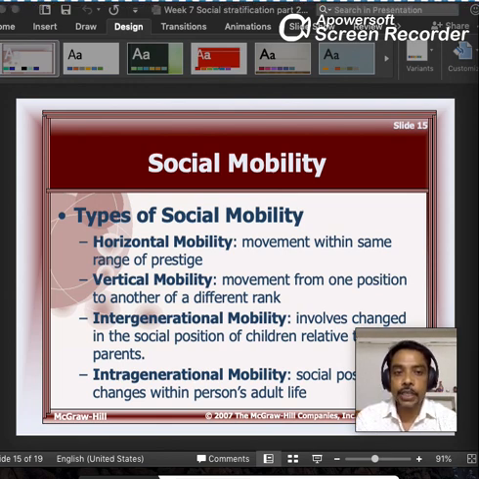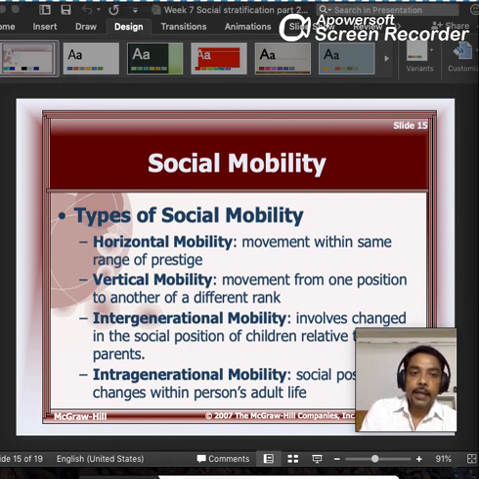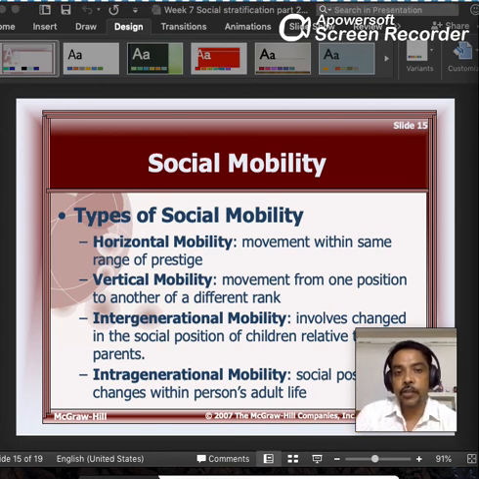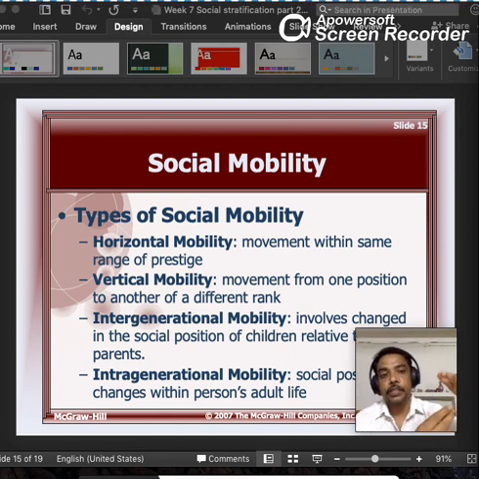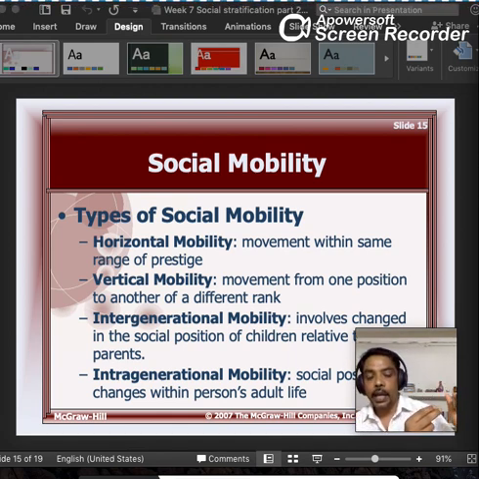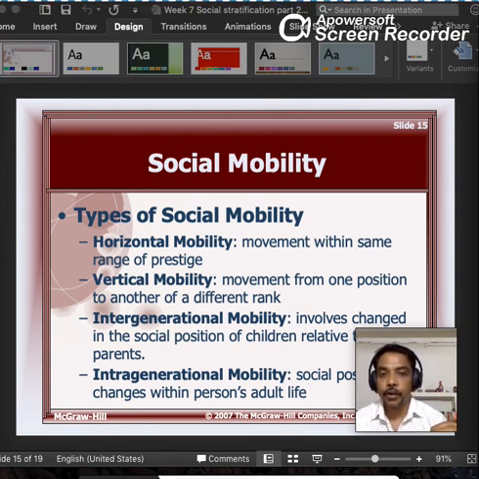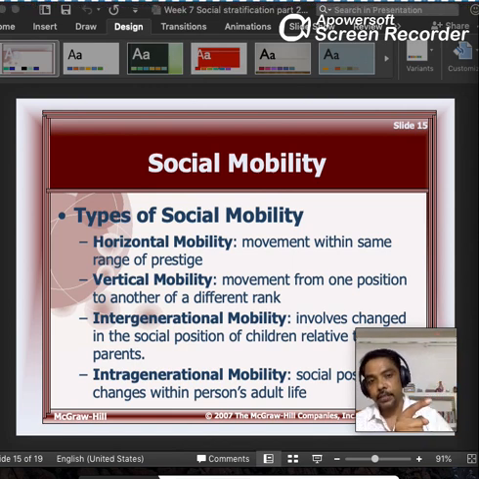And intragenerational mobility involves changes in social position within a person's adult life. It means that within our lifetimes, we can change our position as well. A woman who begins work as a teacher's aide and eventually becomes the superintendent of the school district experiences upward intragenerational mobility. Also, a man who becomes a taxi or cab driver after his accounting firm goes bankrupt undergoes downward intragenerational mobility. So we see that it can go upward or downward, and similarly for intergenerational mobility.